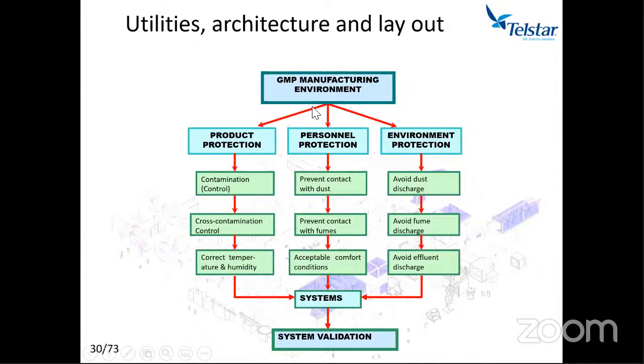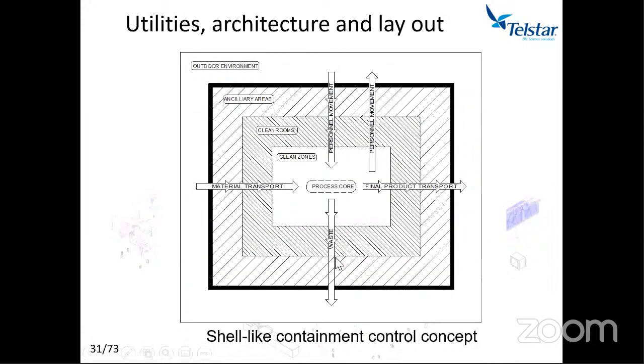Many times when we do the design, we have to balance between the 3, okay? And so these are the steps to take into account. We will always design from the process core, from the most critical area to the outside. So this is the cleanest area when we are doing the most critical operation. We will have different layers of clean rooms, ancillary areas, and outdoor environment.